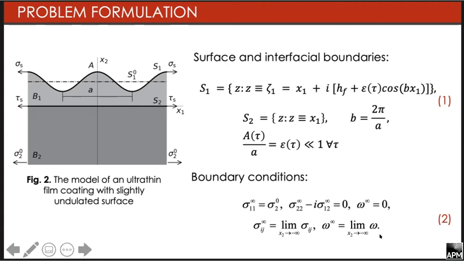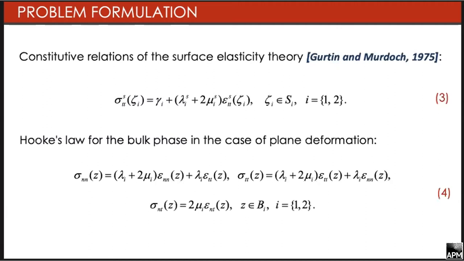In accordance with the Gutkin-Nordic model of surface and interface elasticity, the free and interface boundaries are represented as negligibly thin layers, ideally connected to the bulk faces. To describe the elastic behavior of the surface layer, we use simplified constitutive equations of the Gutkin-Nordic theory, formula 3. Here, it is assumed that the surface energy depends only on surface strains and doesn't depend on displacement gradients.